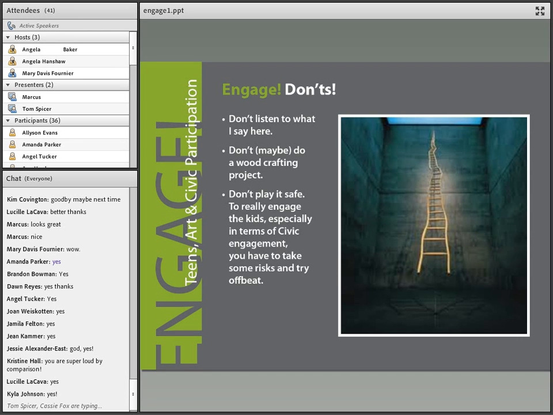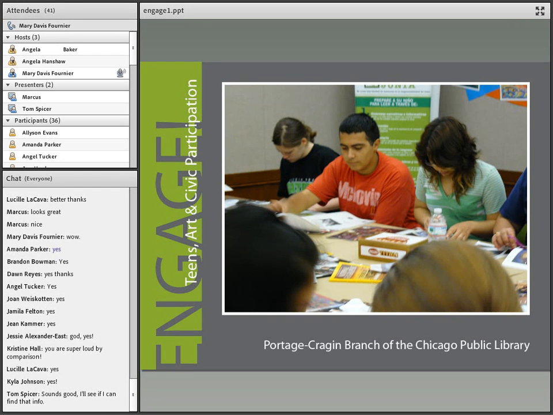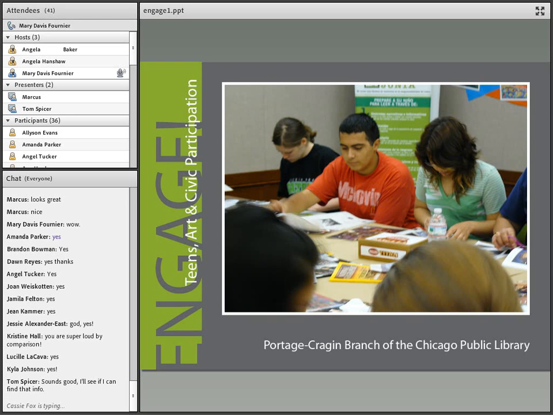So I want to move us to the next section, the next pilot project that we're going to share today. Nanette Freeman, who's a librarian at the Portage-Cragin branch of the Chicago Public Library, as well as one of the pilot sites, was unable to join us today, but she graciously gave us permission to share aspects of her project with you that we thought would be useful for this webinar. So I'd like to briefly highlight some of her ideas, approaches and strategies at this point.